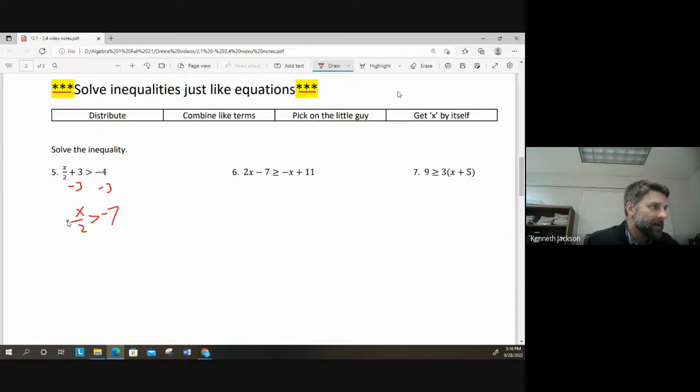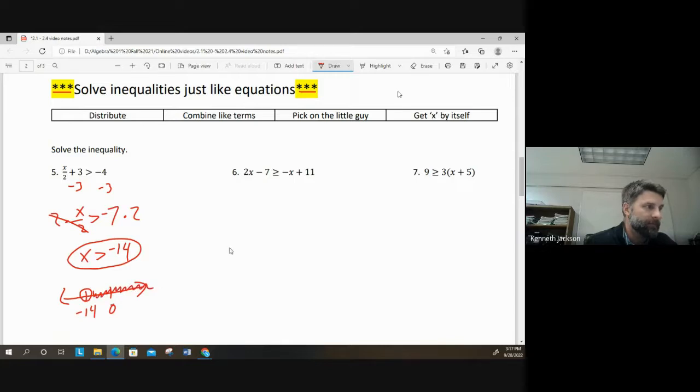If I were to get rid of a divide by 2, I would multiply. I'm doing inverse operations just like I did in chapter 1. X is greater than negative 14. Now it doesn't ask us to graph, but we could certainly put one on here. Negative 14 on the number line. Greater than is an open circle. Arrow points right. I shade right.